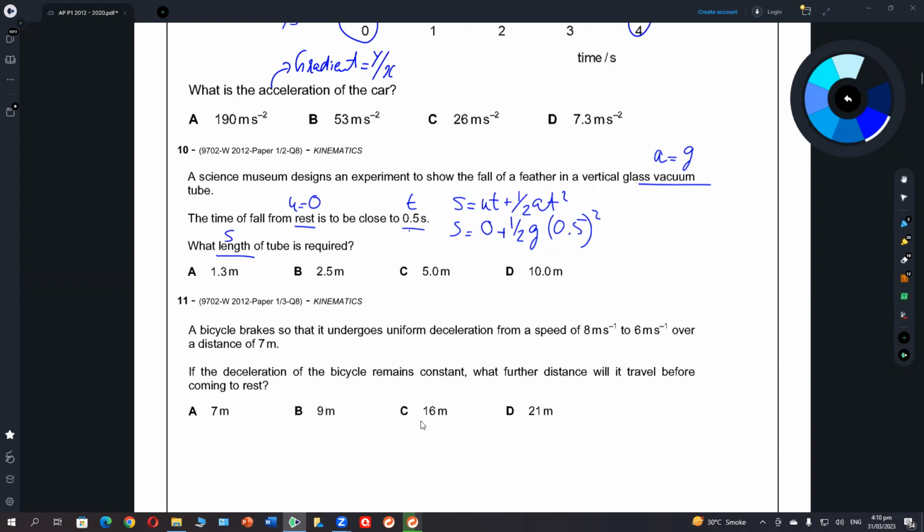Can you repeat that? 1.226. Can I just have 1 minute? I'm coming. No problem.